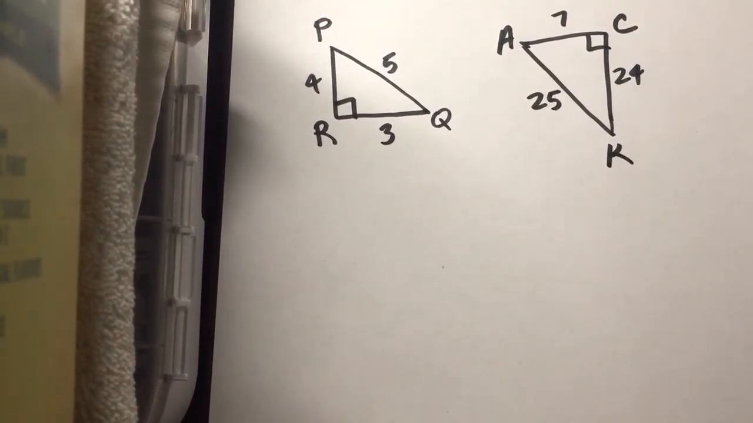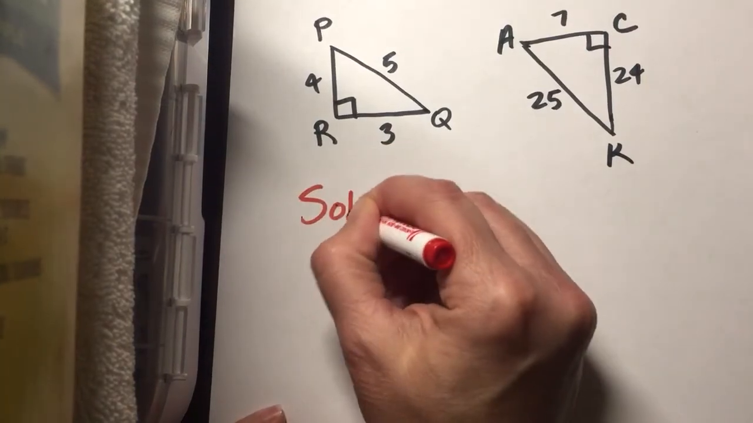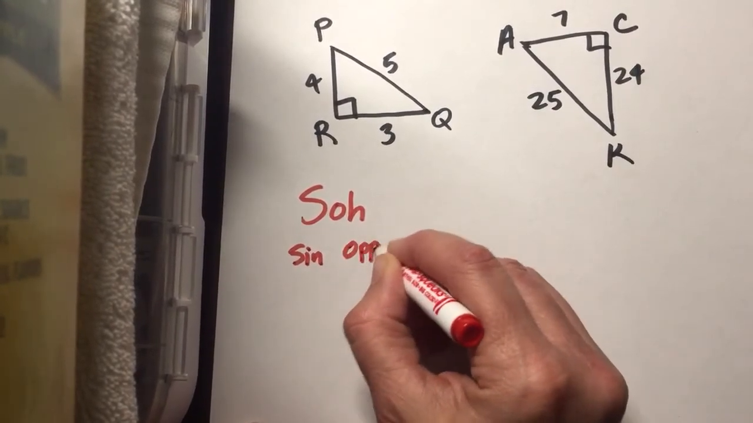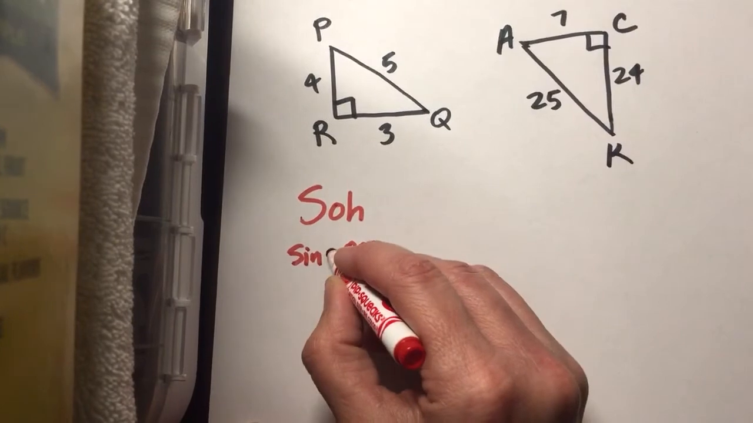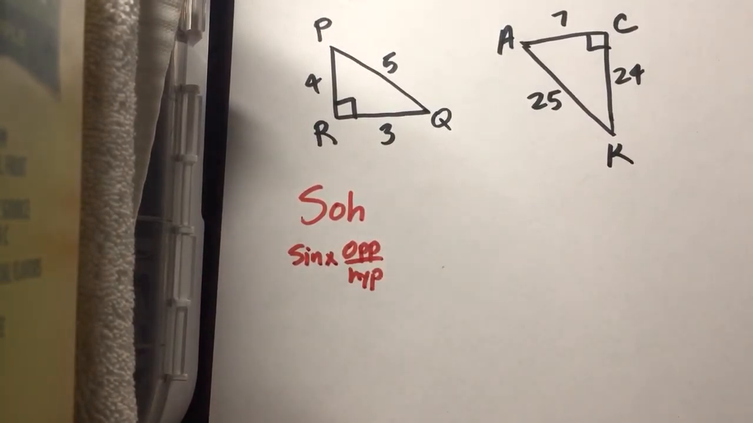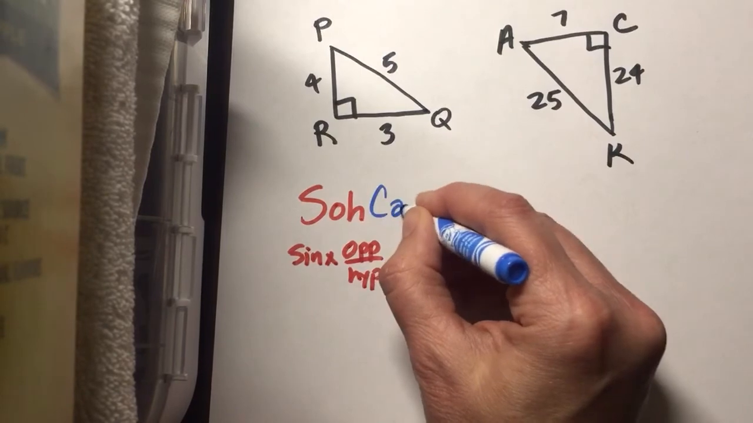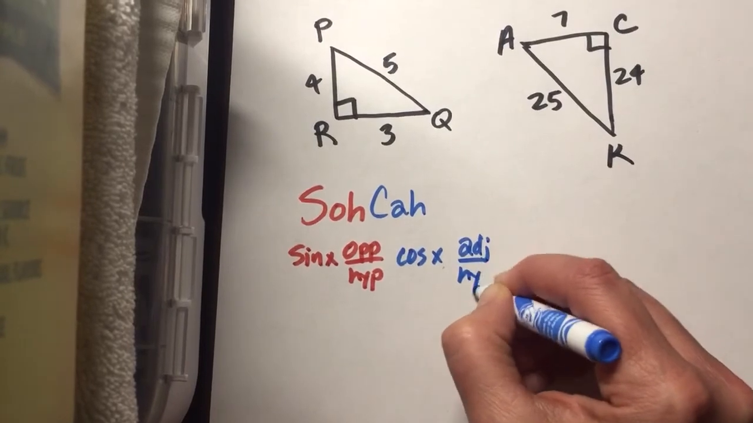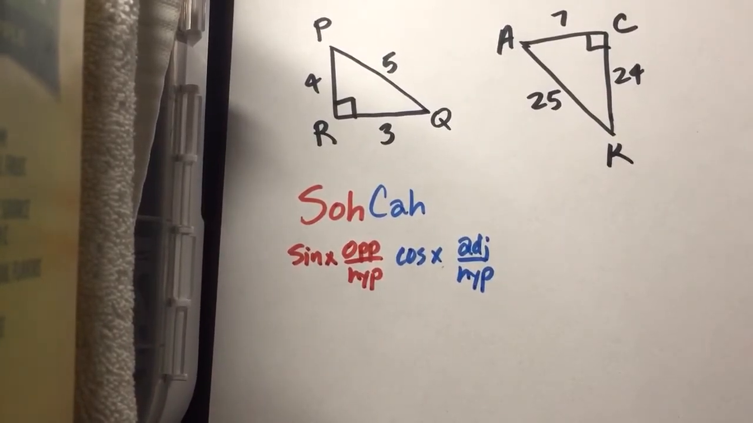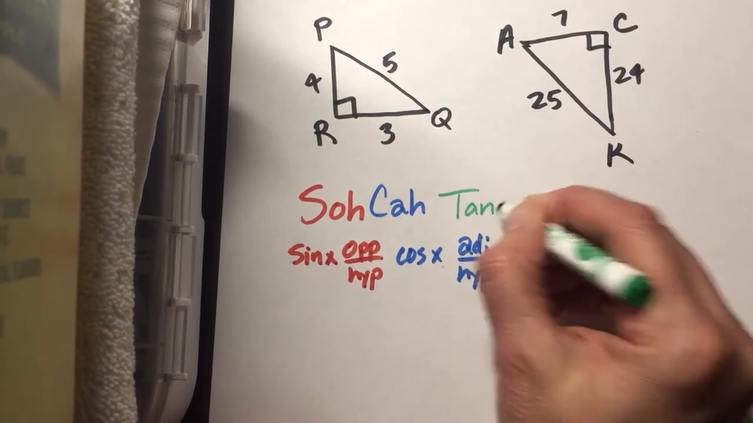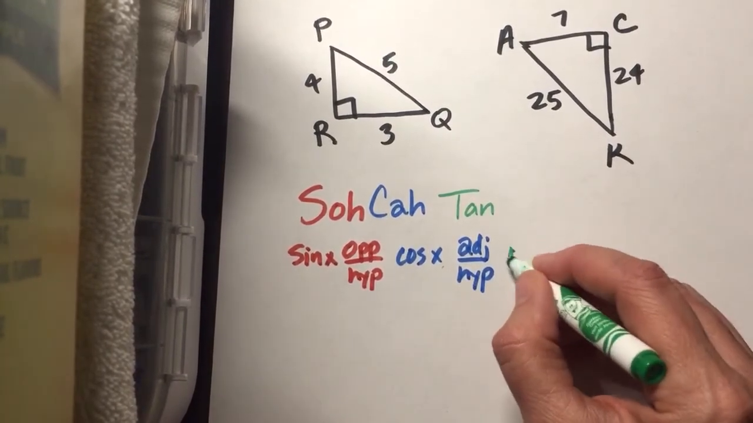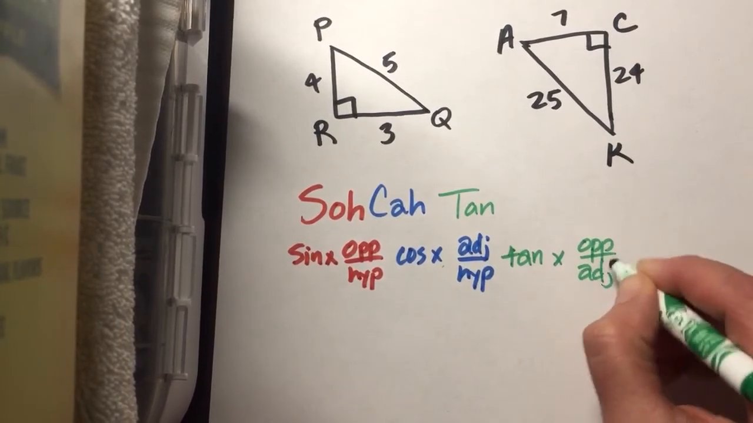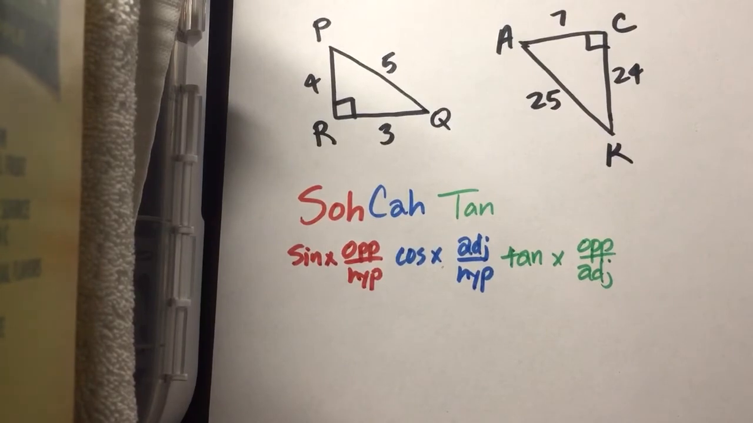So let's remember what we just learned. SohCahToa. Sine is opposite over hypotenuse. And I'll put x there because we don't know what the angle is. Sine of x. Cosine of x is adjacent over hypotenuse. And tangent of x is opposite over adjacent. So let's look at these. We'll do the first triangle.